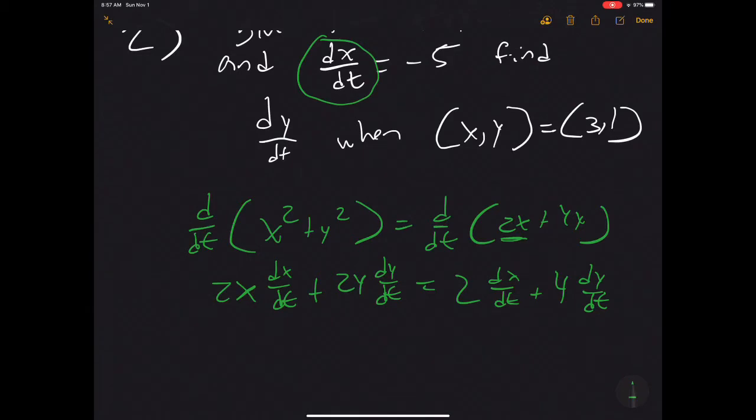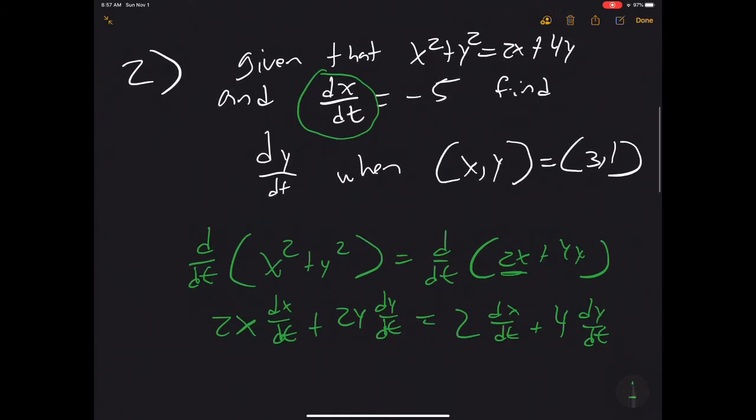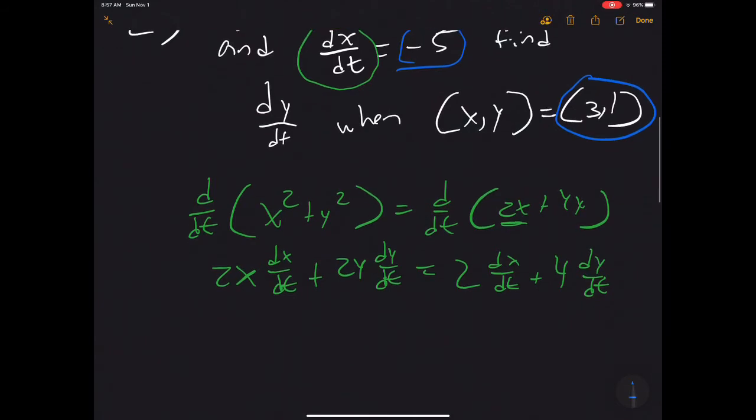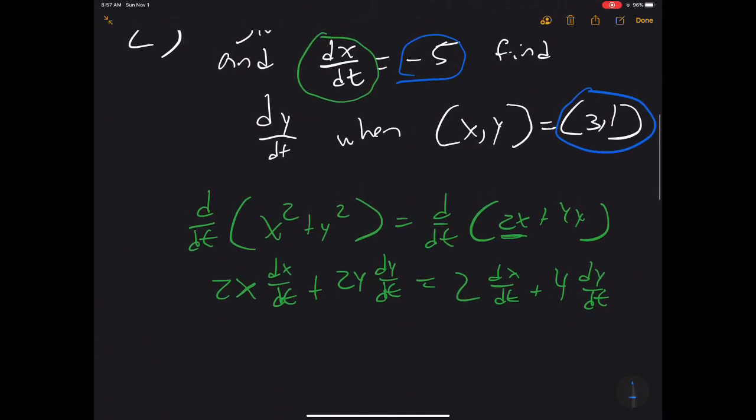And now we have a bunch of variables. We have 1, 2, 3, 4 variables, but luckily for us, we have 1, 2, 3 plug-in values. 4 variables, 3 plug-in values means we can solve for the last piece. So dx/dt is equal to negative 5. Anywhere I see a dx/dt, I'll plug in negative 5. Anywhere I see an x, I'll plug in a 3. Anywhere I see a y, I'll plug in a 1.